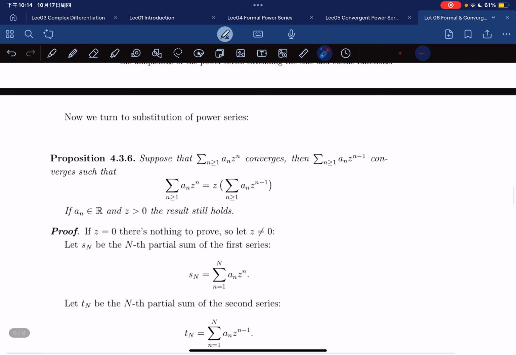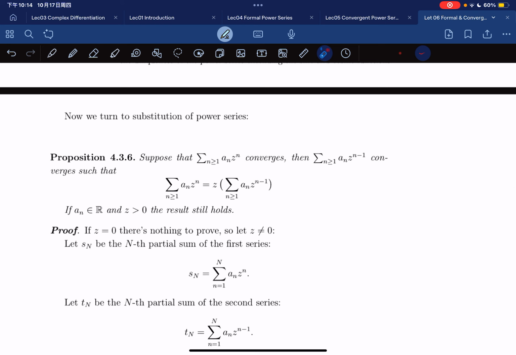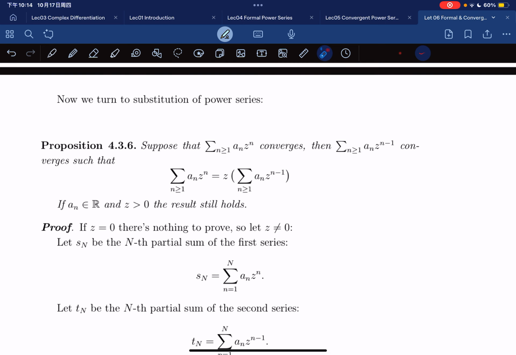So now here comes the lecture on combinatorics. We're going to turn our attention to substitution of power series. This is going to be long, okay? So suppose that this power series converges, then this also converges, with a limit equal to this, okay? If each a_n is a real number and z is positive, the result still holds.